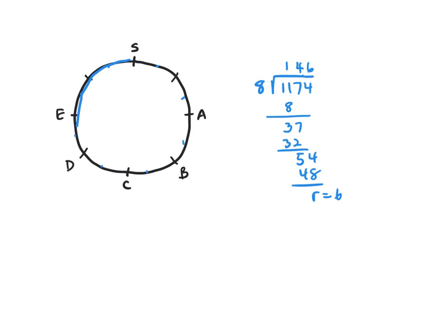So it goes around this circle 146 times, and then it's got to go 6 more clicks. 1, 2, 3, 4, 5, 6. So it ends up at E.